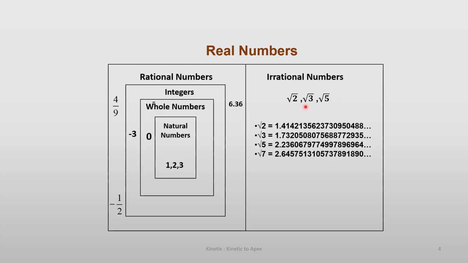Then comes irrational numbers. The root 2, root 3, root 5. The value of root 2 is 1.41421356, and likewise it continues. It is not terminating and the numbers are not repeating. That's why this is known as irrational numbers. I'll explain in detail about these rational numbers and irrational numbers in the next slides.